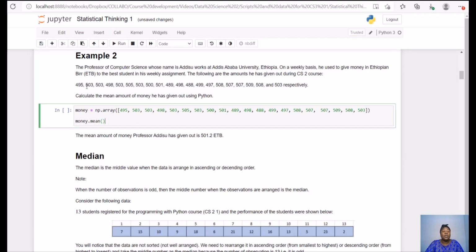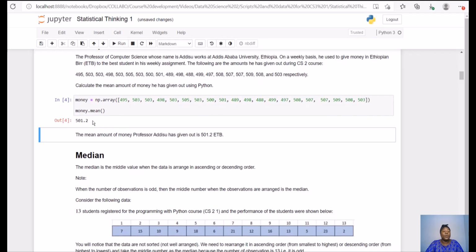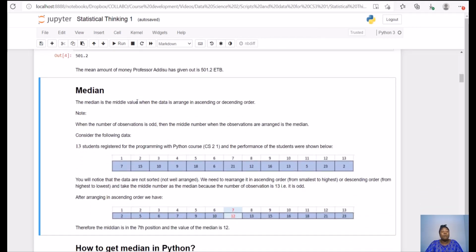So you turn the money into an array, a NumPy array, and try to find the mean value. So we name the array money. So if you run it, we will get 501.2 Ethiopian birr. That's the average value of the money that Professor Adisu gives to his students on a weekly basis. So now we move on to median.